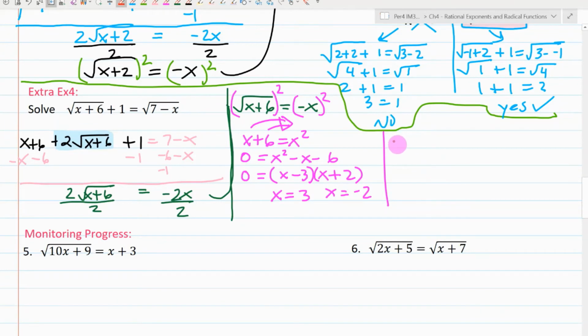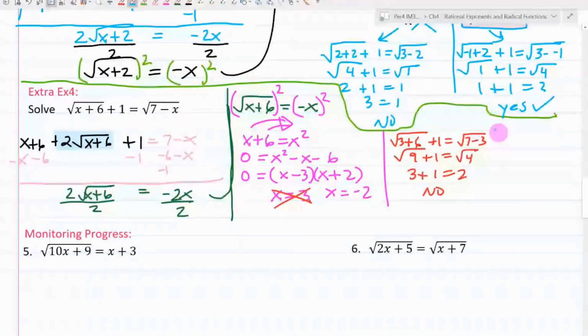In the original equation up here, if I try x is equal to 3, I'm going to get the square root of 3 plus 6 plus 1 is equal to the square root of 7 minus 3. So the square root of 9 plus 1 is equal to the square root of 4. So 3 plus 1 is equal to 2. No. So 3 doesn't work.